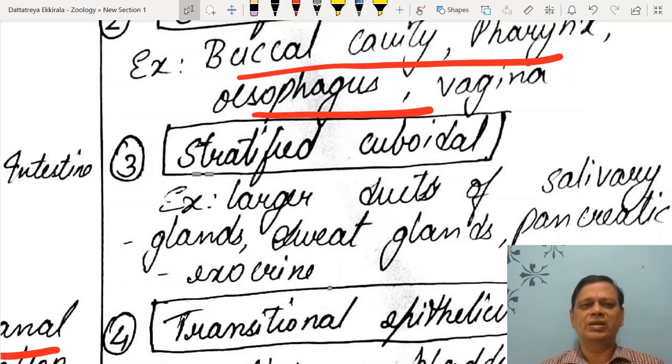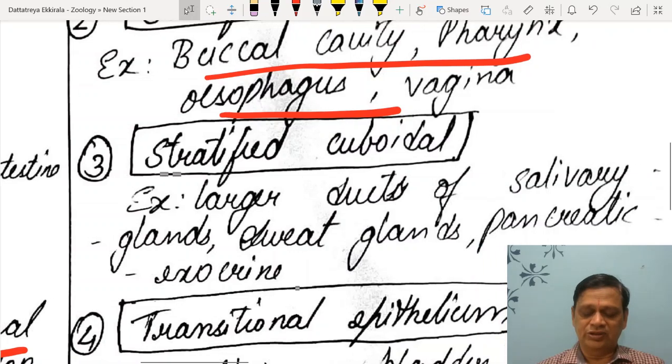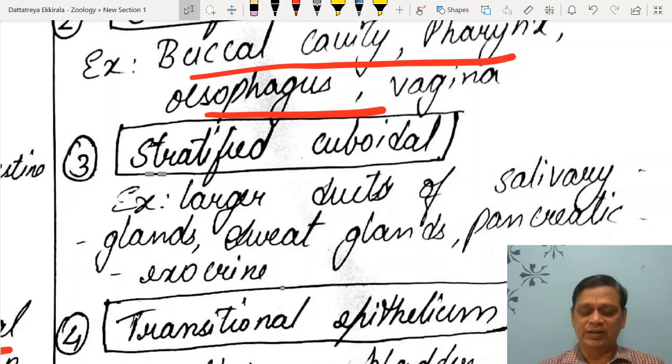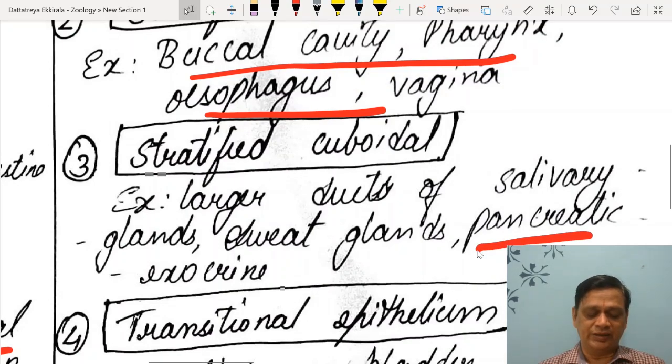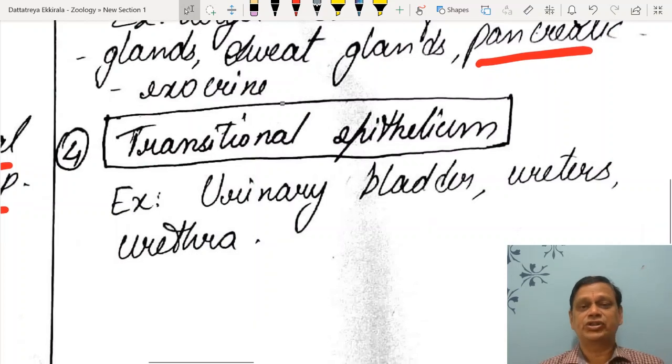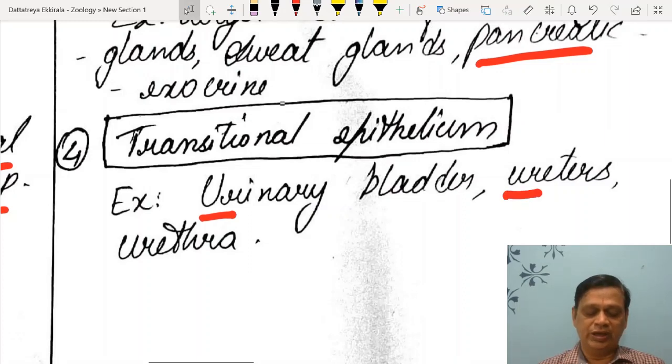Stratified means many layered, but if the outer layer is squamous, we call it stratified squamous. If the outer layer is cuboidal, we call it stratified cuboidal. Now, the larger ducts of salivary glands and ducts of glands like sweat glands, pancreatic, particularly I should say the exocrine part of pancreas. Now, transitional. Transitional is observed in urinary bladder, ureters, urethra.